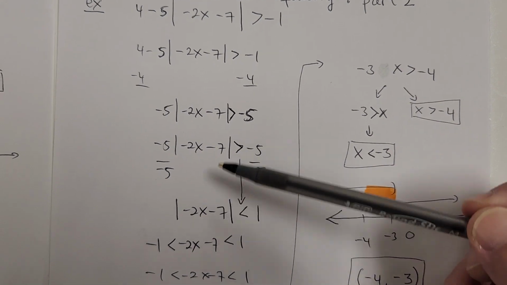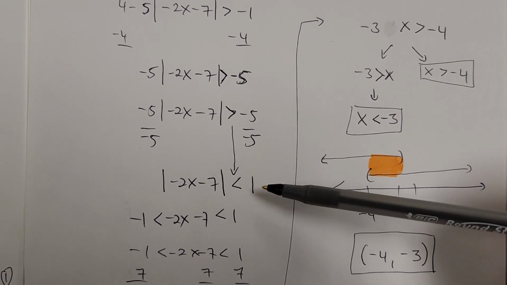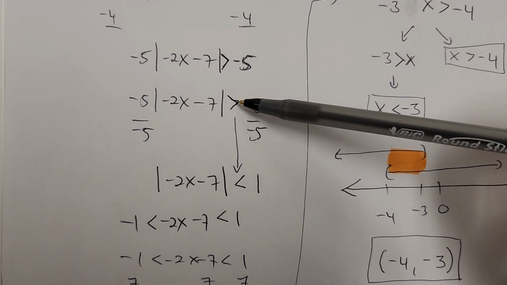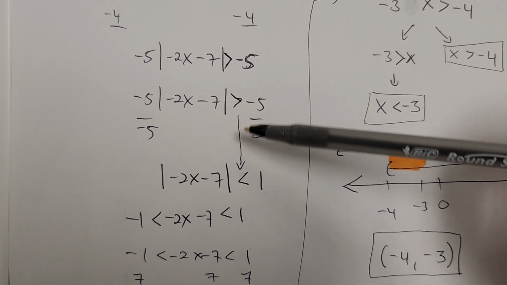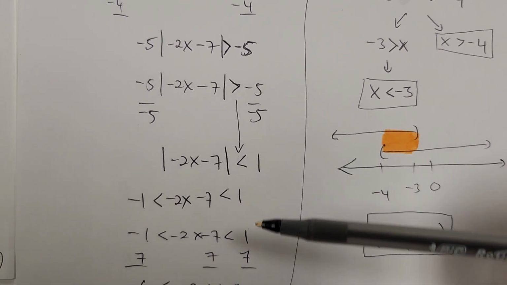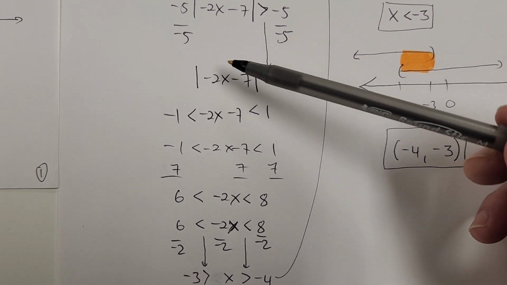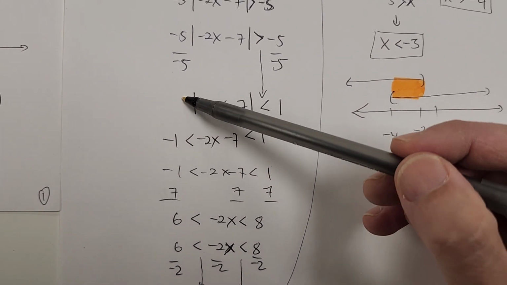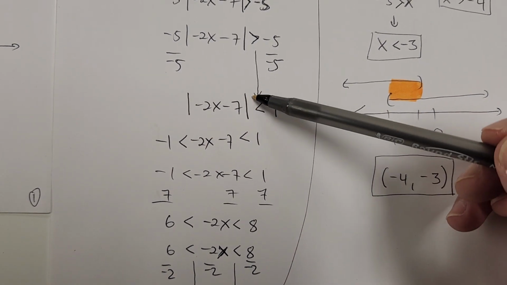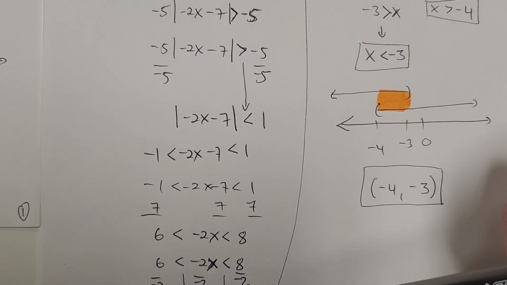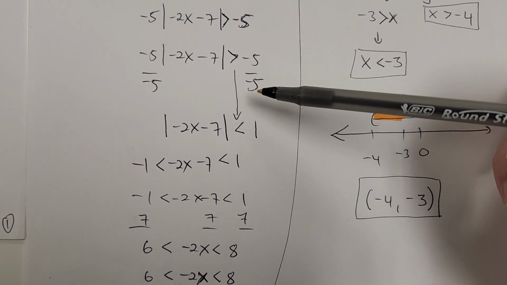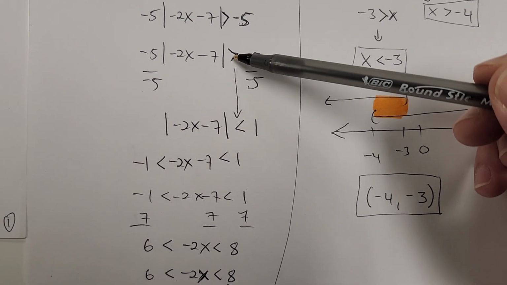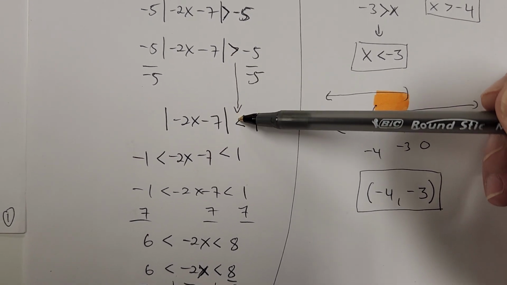So I have -2x, -7. This gives me +1. Again, when you divide by a negative, this absolute value symbol is switched. Next, drop the absolute value, but before you can drop it, make sure there's nothing here and there's also nothing here. Be very careful: when you divide by a negative, this symbol right here must be switched.